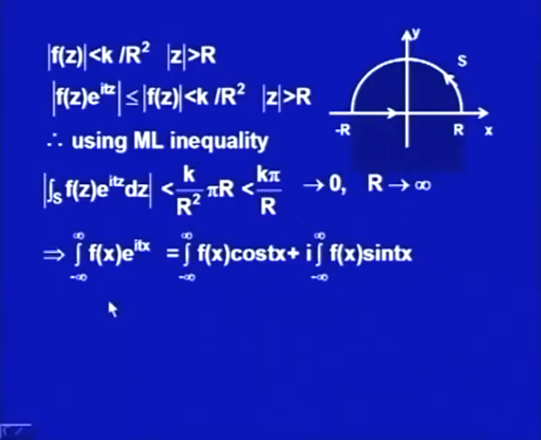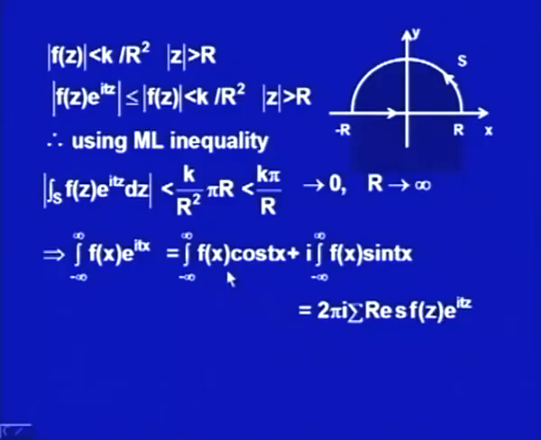Now, what we were evaluating are integrals of the form minus infinity to plus infinity f(x) cos t x and f(x) sin t x. So, using Euler's formula, let us write this integral as f(x) cos t x plus i times f(x) sin t x. This should be equal to 2 pi i times the summation of residues of f(z) e to the power i t z, where the summation is over all the poles in the upper half plane. This is also a complex number.